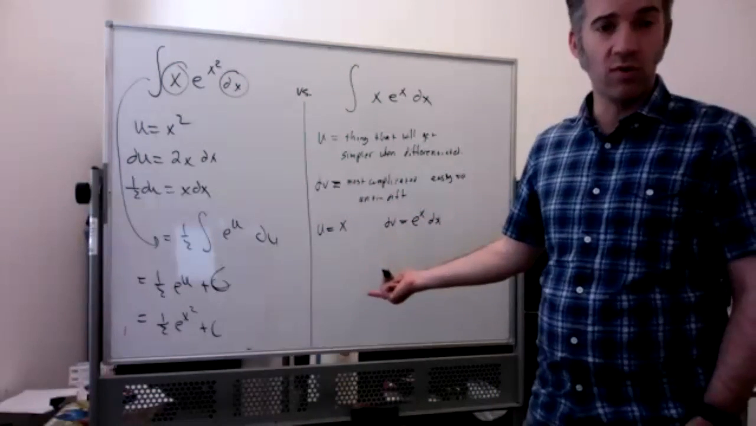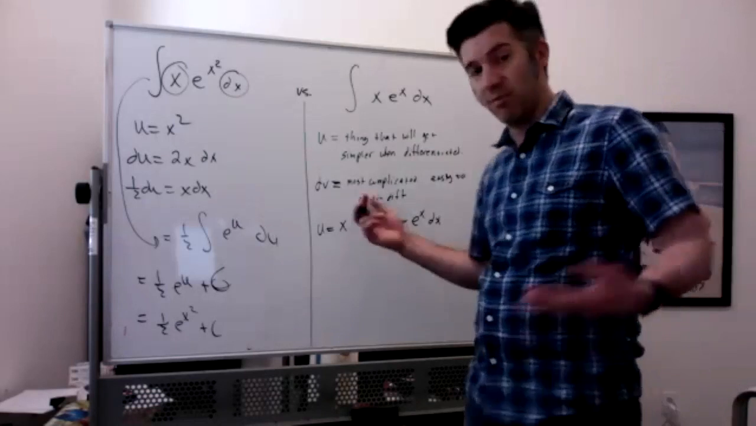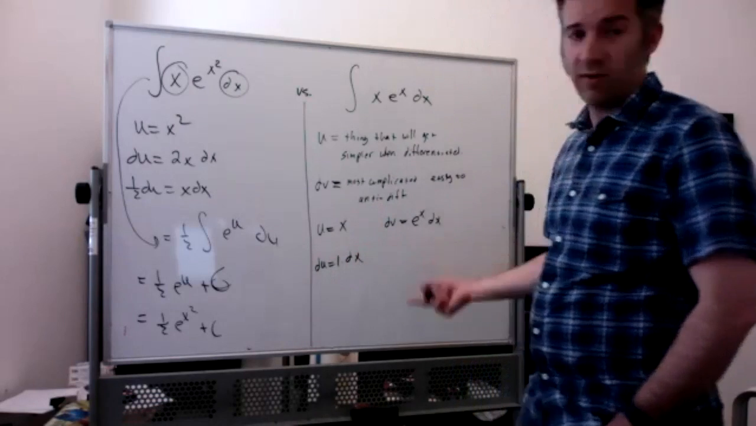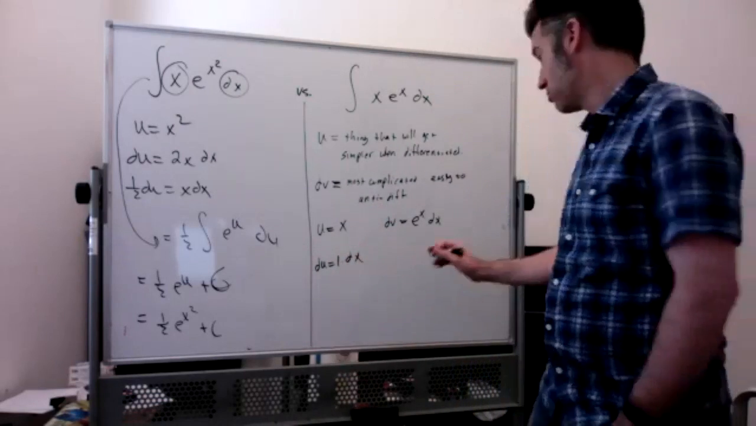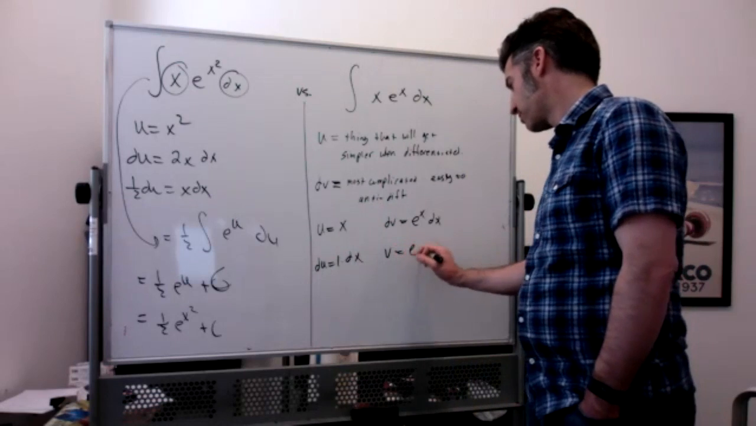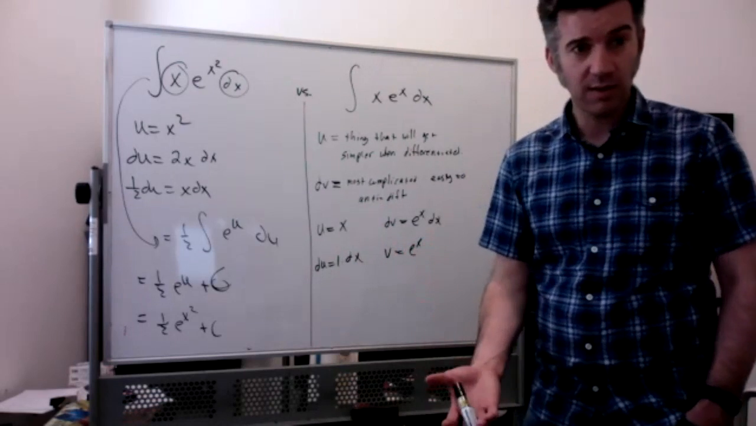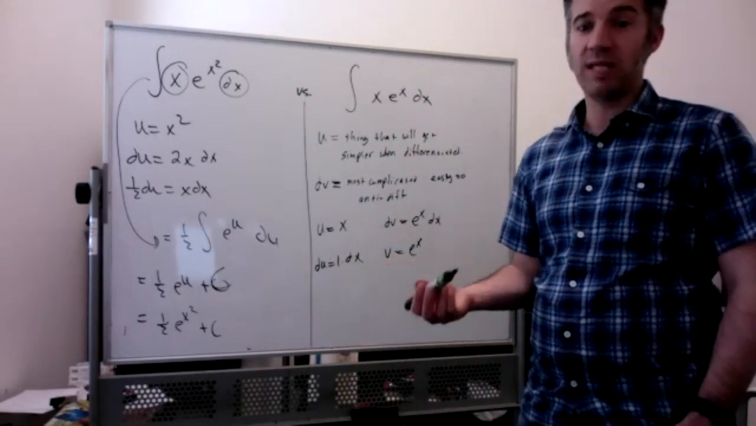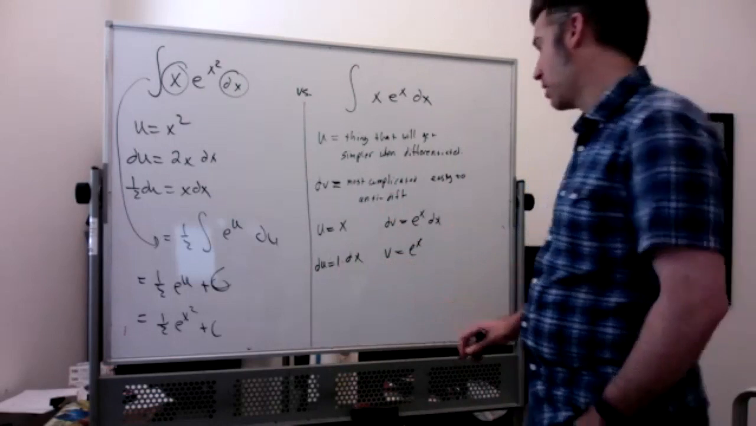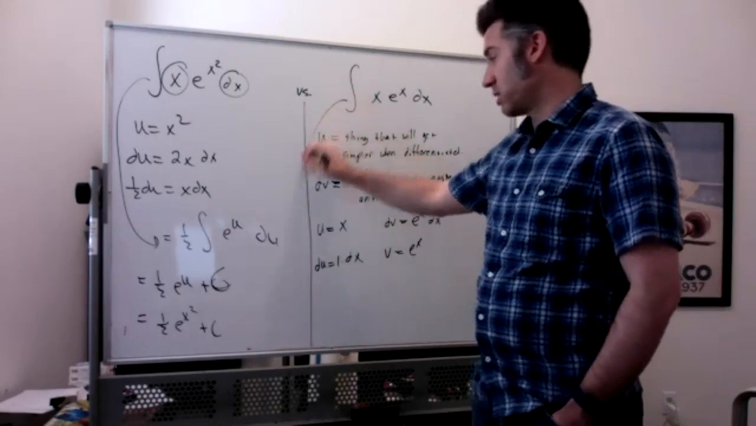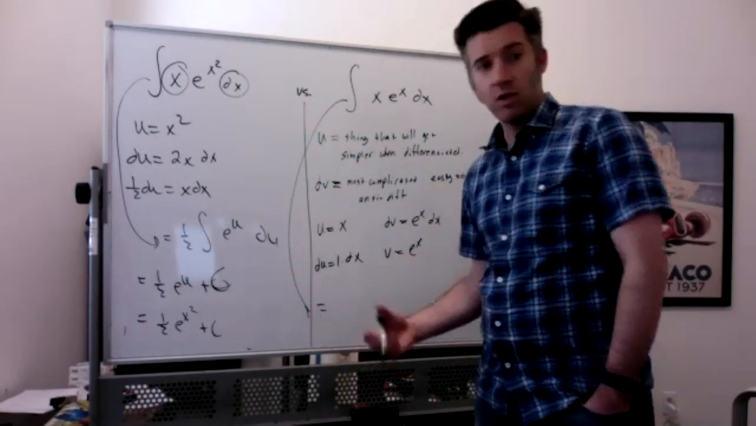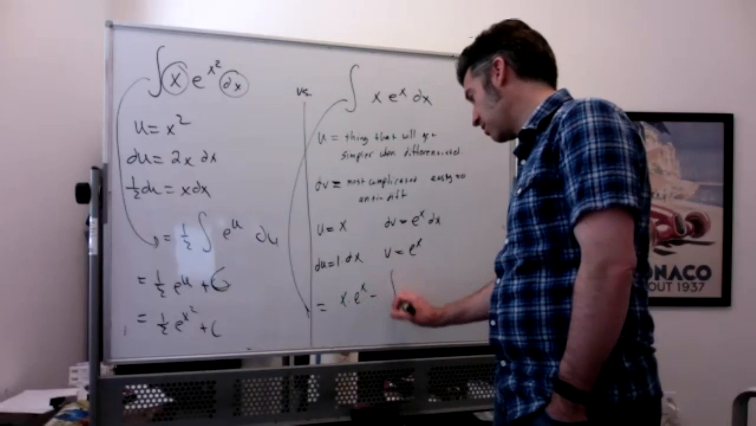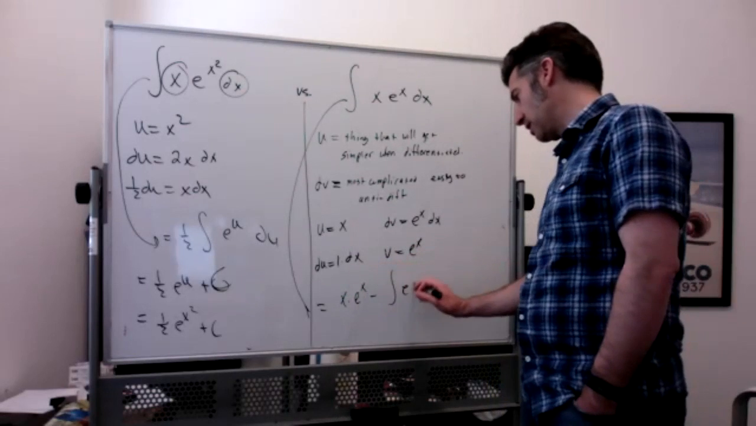The derivative of u gets simpler: 1 is simpler than x. And the antiderivative of e to the x is very easy to do. It's also worth pointing out that if I pick u equal e to the x, its derivative is e to the x, it doesn't really get simpler. So we almost never pick u equal to e to the x. And so this integral is going to equal u times v, which is x times e to the x, minus the integral of v du, which is e to the x dx.